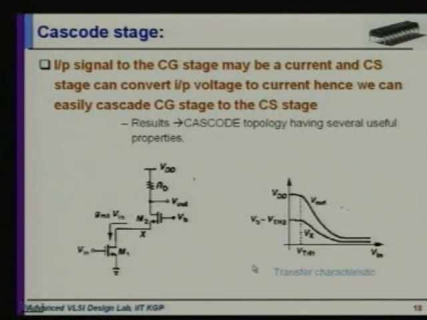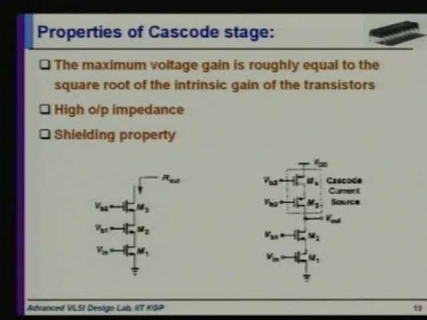In the cascode stage, we see that a common source stage is cascaded with a common gate stage, where the common source stage converts the input voltage to a current, and this current is fed to the common gate stage. This is the transfer characteristic of the cascode stage, and its main property is that the maximum voltage gain is roughly equal to the square of gm R naught, the intrinsic gain of the transistor. That is a very important thing.